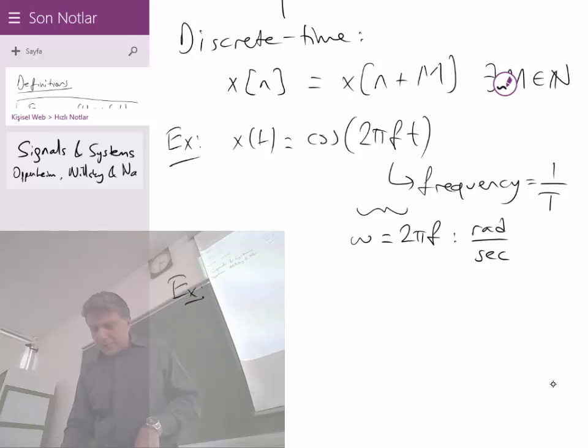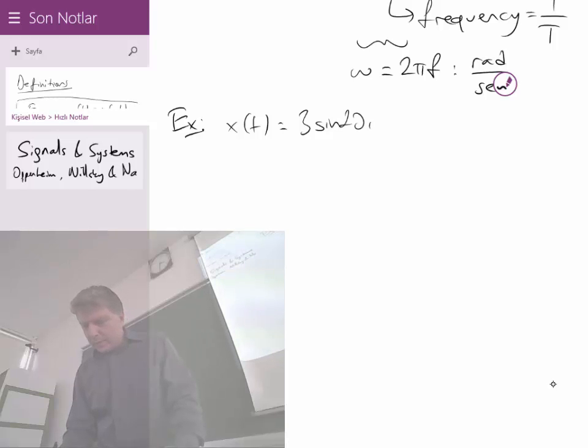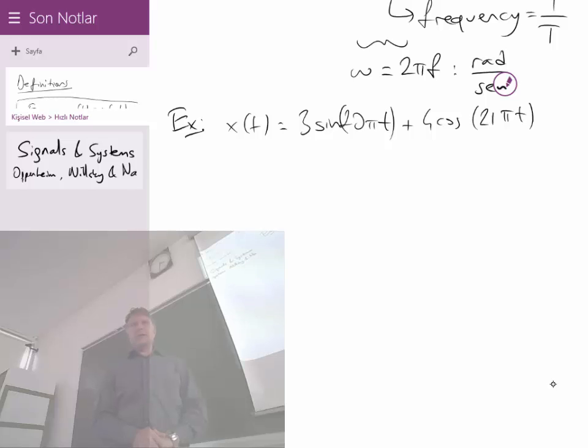Let me ask you some further questions. Suppose that we have x of t is equal to 3 times sine 20 pi t plus 4 times cosine 21 pi t. So this 20 pi t is also in parentheses. This is x of t. The question is twofold. Is this signal a periodic signal or not? And if you say yes, then what is the period? If no, of course, why?